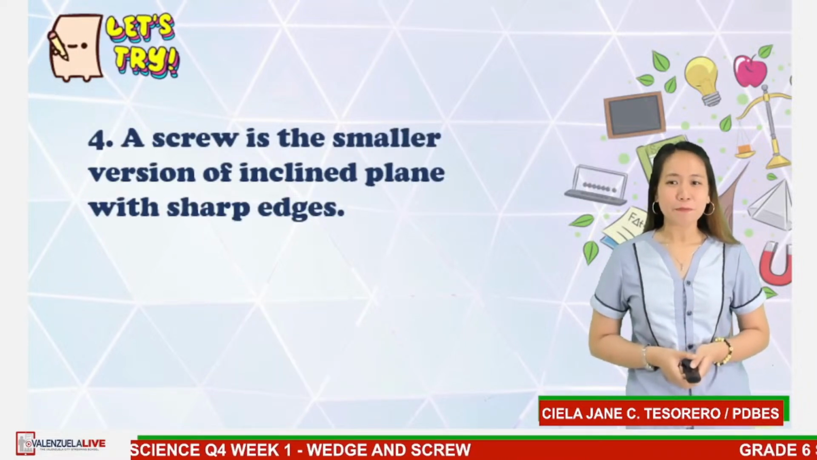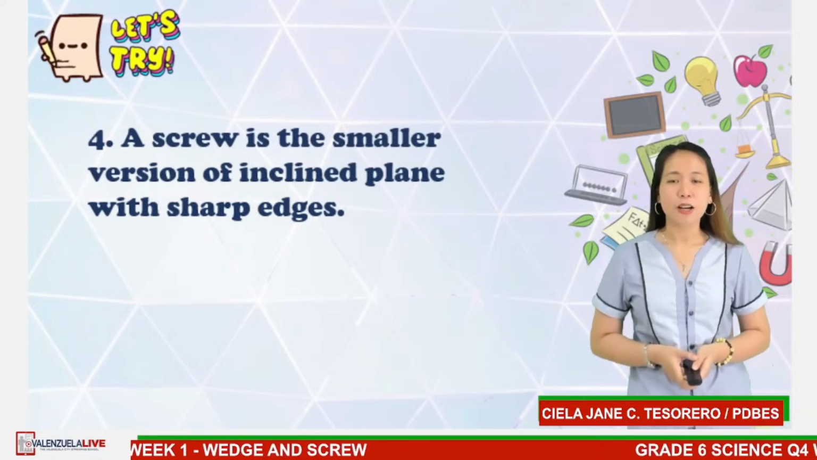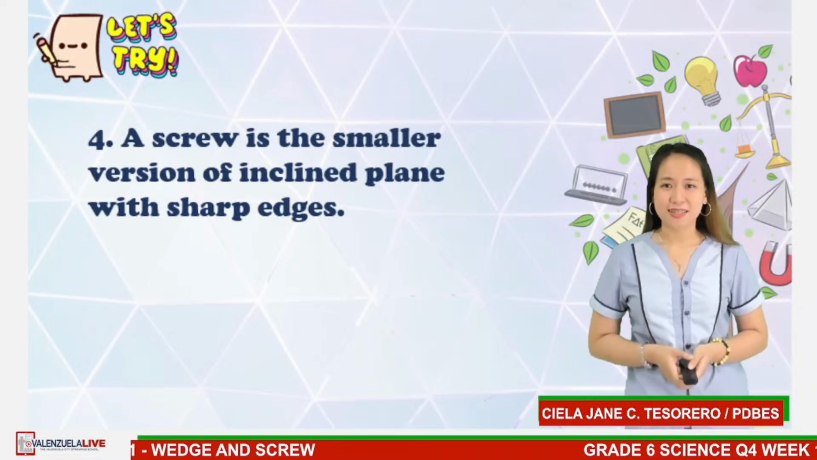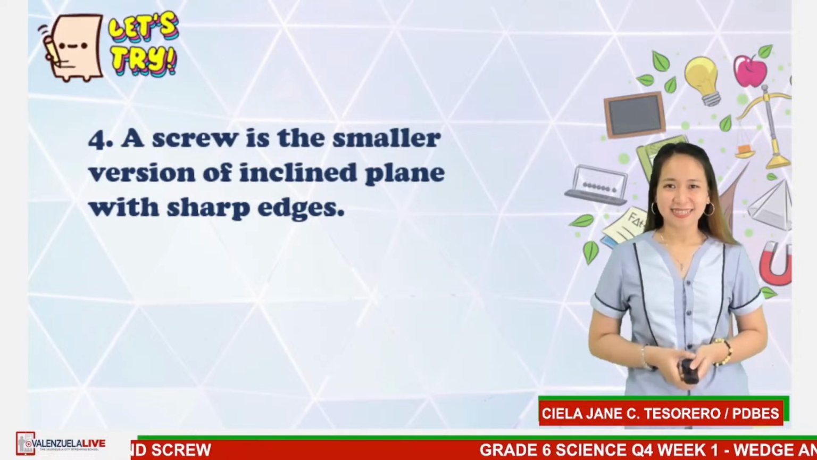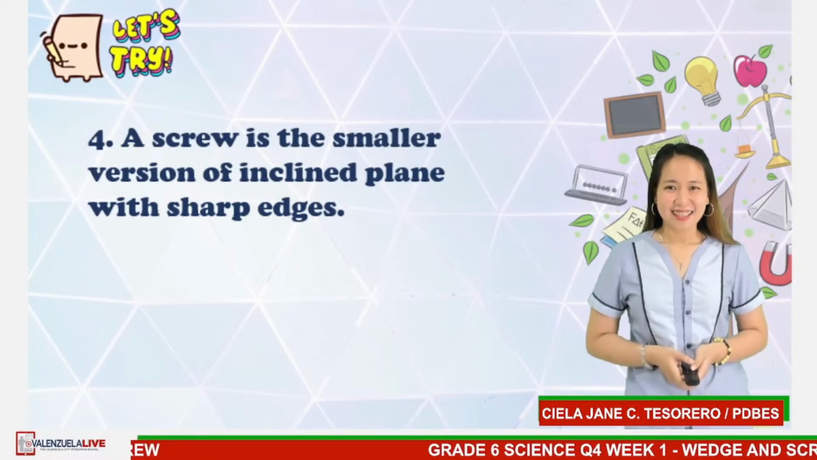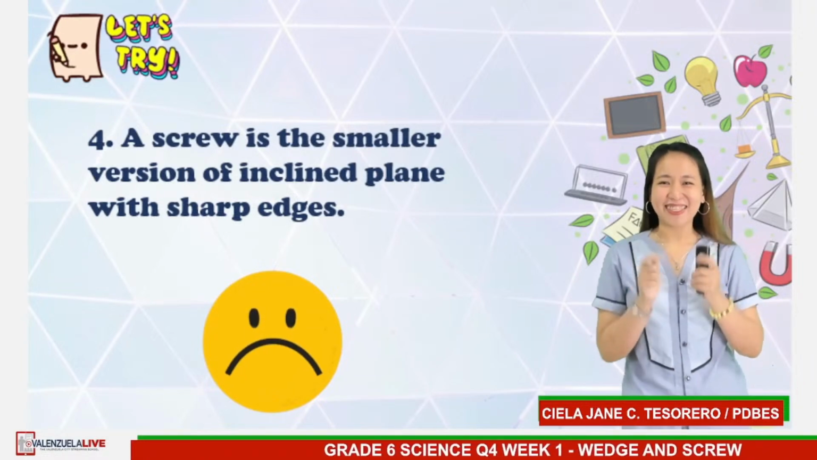Number 4, a screw is the smaller version of an inclined plane with sharp edges. Put your answers in our comment box. So if your answer is sad face, you are correct.